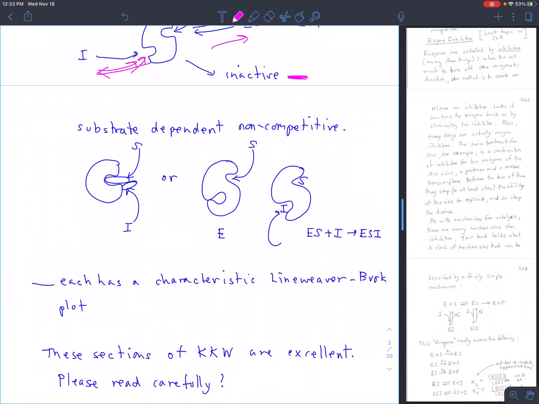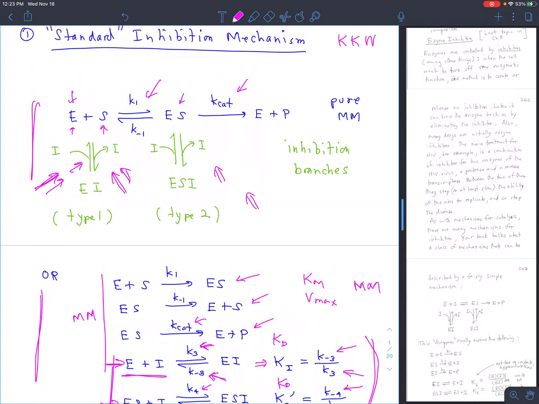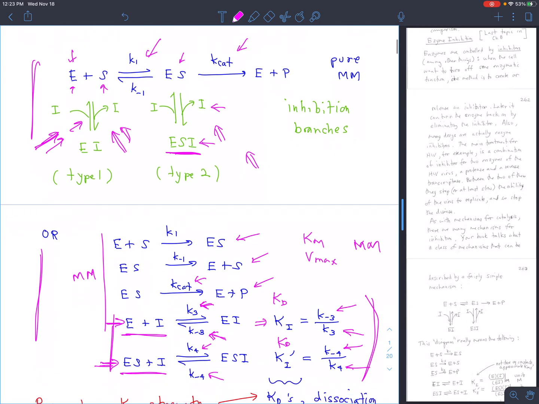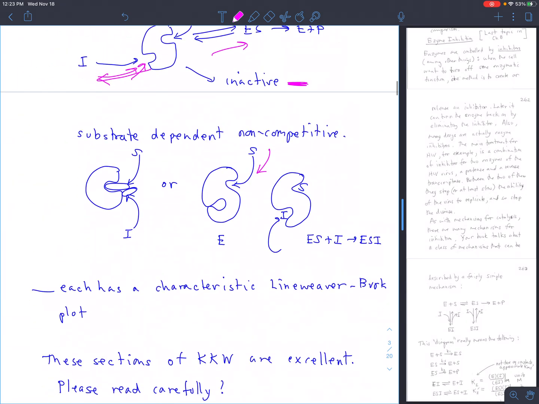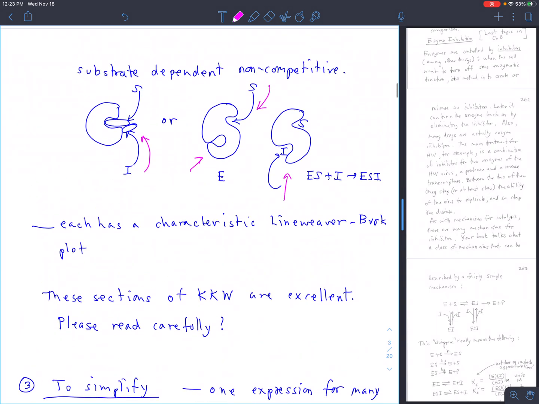And then there's substrate-dependent non-competitive, which means that the substrate has to bind first. That's really this branch 2 stuff here. Right here, in order for this inhibitor to bind in this way, it has to be that it's binding to the enzyme-substrate complex. And that can happen either because the inhibitor sort of binds on top of the substrate, more or less at the same active site, or it can be that the substrate causes a conformational change, as I said below.